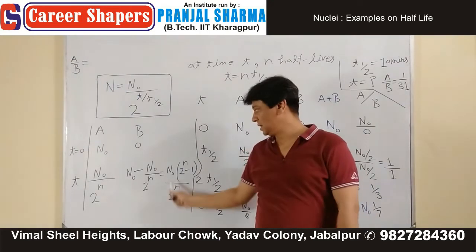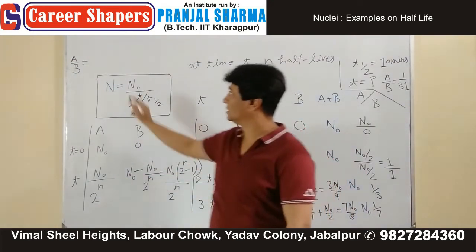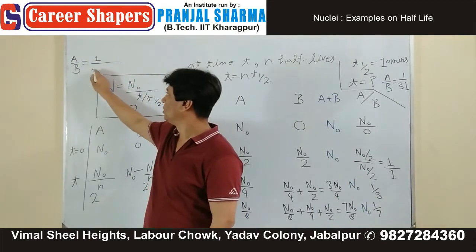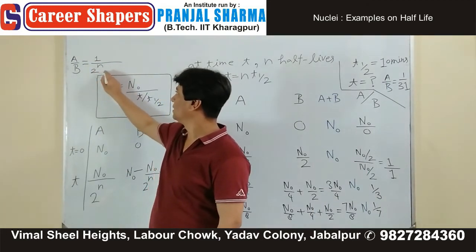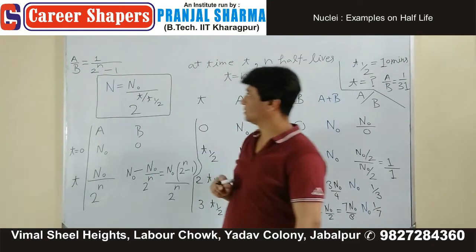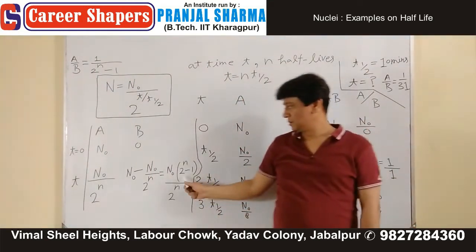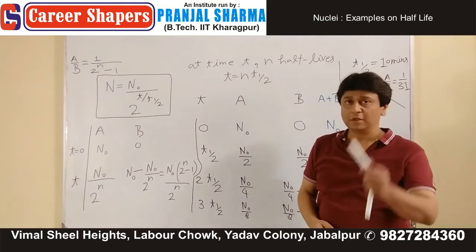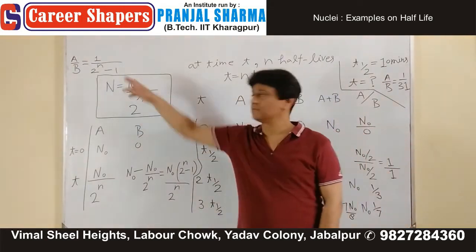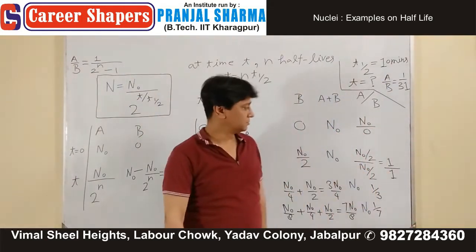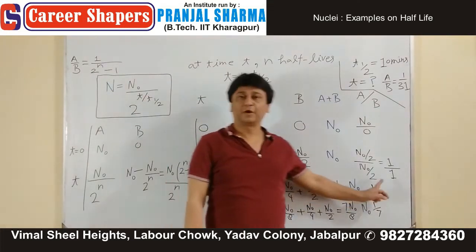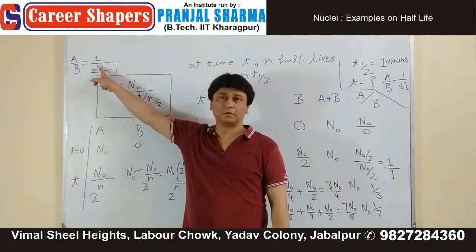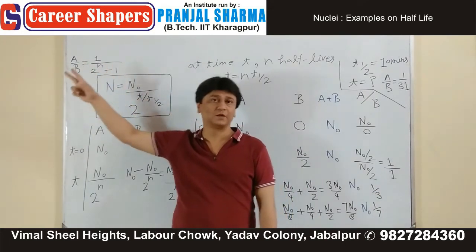2n cancelled, n naught cancelled, and your ratio is coming 1 upon 2 to the power n minus 1. This is the ratio. This is the hint which I gave you. After one half-life, n is 1. 2 to the power 1, 2. 2 minus 1, 1.